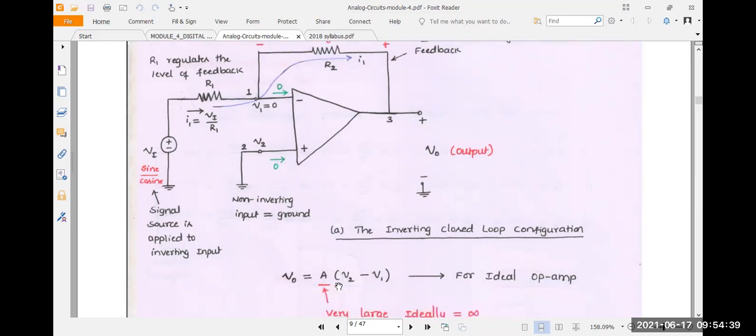V0 is equal to A into (V2 minus V1). Why is V2 positive here? Because there is a positive sign. Why is V1 negative? Because there is a negative sign. You have taken the difference in sign for the op-amp, that's why it is written plus V2 minus V1. Multiply by what? The op-amp gain, the open loop gain. This is only the op-amp gain, not the closed loop gain.